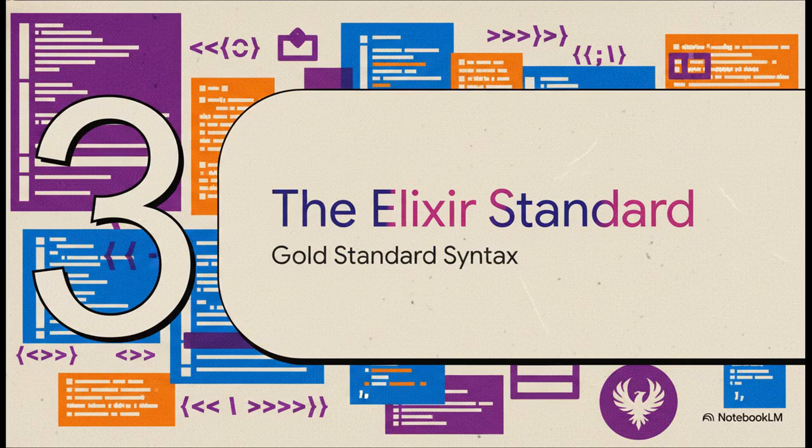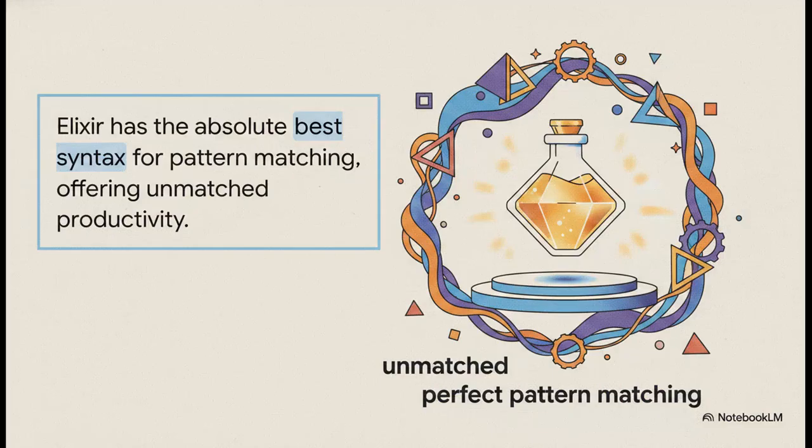Section 3. The Elixir standard, the gold standard for syntax. So, stepping back a bit, when it comes to pattern matching, Ang has a very clear benchmark for what great syntax looks like, and that is Elixir. Inheriting its foundation from Erlang, Elixir arguably has the absolute best syntactic support of any programming language out there. It provides completely unmatched productivity and flexibility when you're parsing data structures.